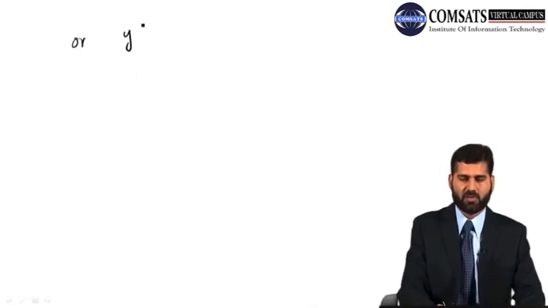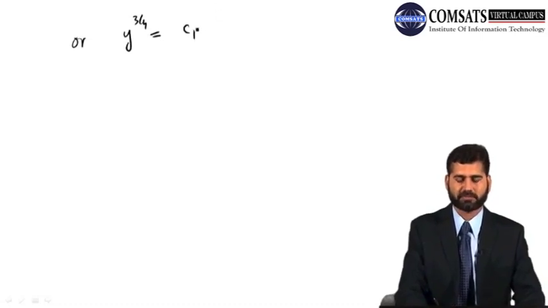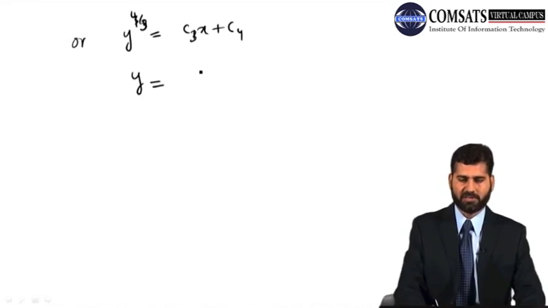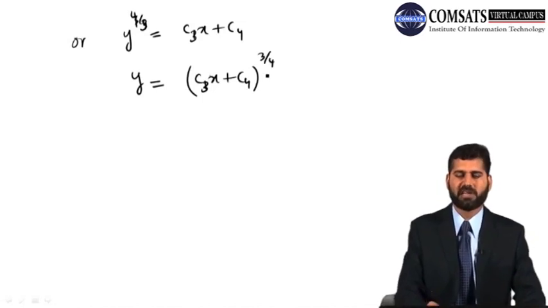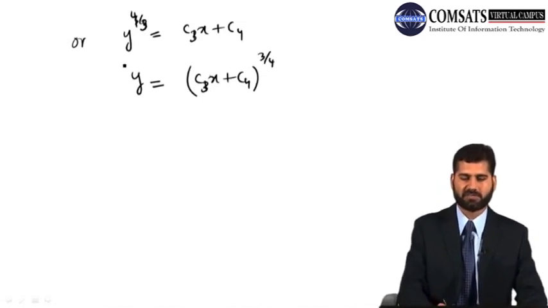So you can write y to the power 3/4 is equal to c3x plus c4, right? Another constants. So y is equal to c3x plus c4 to the power 3/4. So this is the value of y in terms of x which I got.